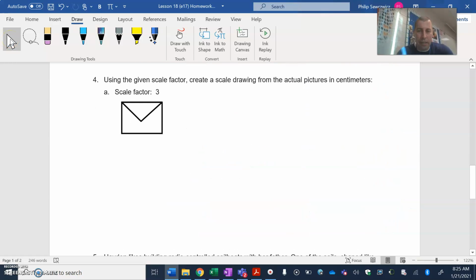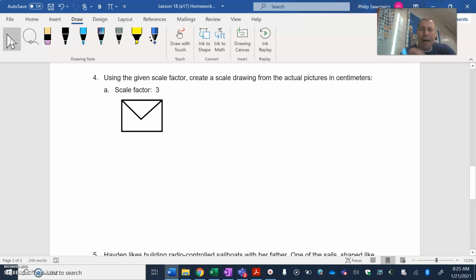Okay, so rulers are going to come into play here now. That's something you're definitely going to end up needing. I'm going to get you started on the first one. They're saying, using a scale factor, create a scale drawing from the actual picture in centimeters. So on your ruler, you are going to be using centimeters. Centimeters use decimals. Centimeters are based on base 10. So you're going to have numbers like 1.6 or 1.8. So keep that in mind.